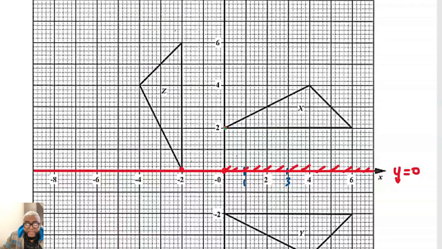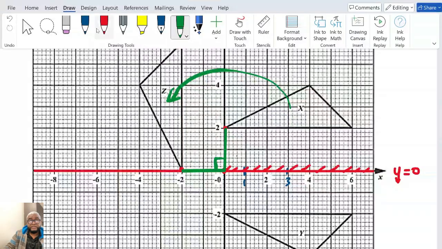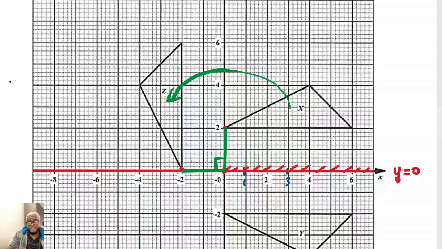If I draw a line from here to here, cool? And then from here to here. Everybody see that? What angle is being formed there? 90-degree angle. And if this triangle moves from here to here, what direction is it? Clockwise or anti-clockwise? Anti-clockwise. Anti-clockwise, right? So that's some of the things we have to look at.